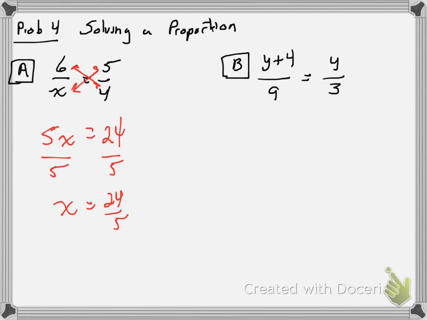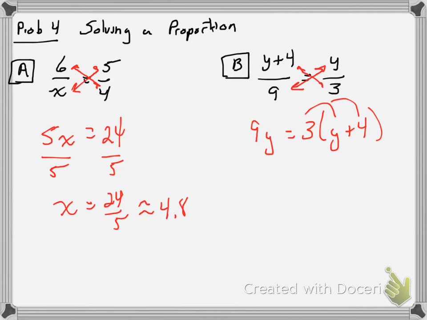And I would just leave it like that. Okay, if you want to make it a decimal, I think that's about 4.8. Okay, but 24 over 5 is fine. Same thing here. Cross multiply when there's an equal sign between the two things. 9 times y is 9y equals, and again, 3 times the y plus 4. Make sure you write it like that so you know that you've got to distribute the 3 to both of those things. 9y equals 3y plus 12.